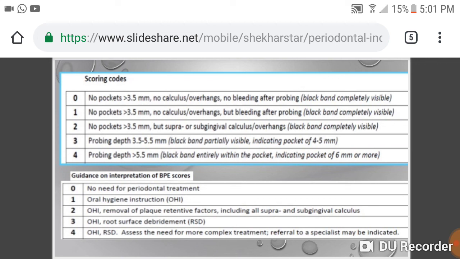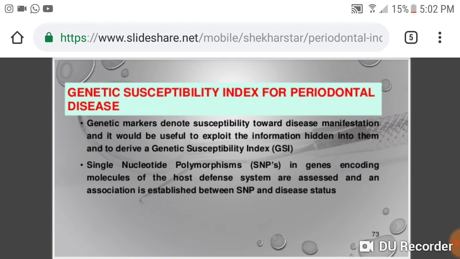Guidance or interpretation of BPE scores. 0 means no need for periodontal treatment. 1: oral hygiene instructions. 2: oral hygiene instructions, removal of plaque retentive factors, including all supra and subgingival calculus. Score 3: oral hygiene instructions, root surface debridement or debridement as the case may be. Score 4: oral hygiene instruction, root surface debridement. Assess the need for more complex treatment. Referral to a specialist may be indicated.